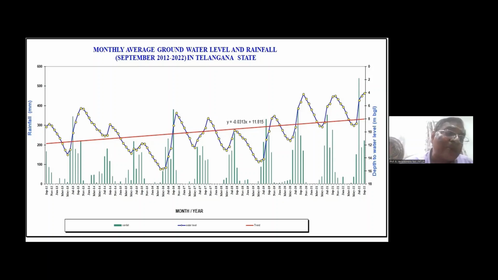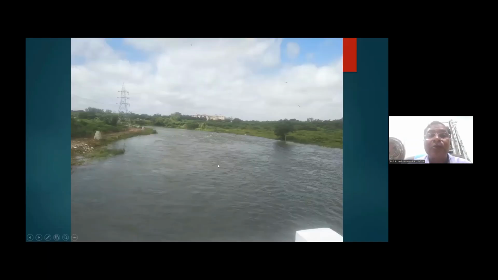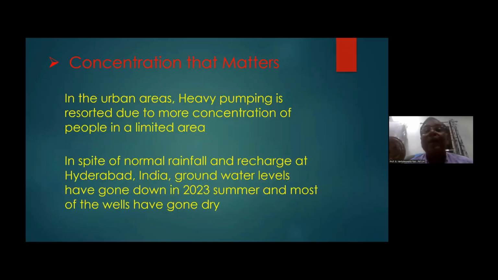September 12, November, January. This is the Musi, which has been flowing, at least in the monsoon, for the last few years. This is the one story I want to share. They have used a lot of recharging techniques like desilting of irrigation tanks and then filling them with rainwater, and using sprinkler and drip irrigation and so on. So this is the concentration that matters.